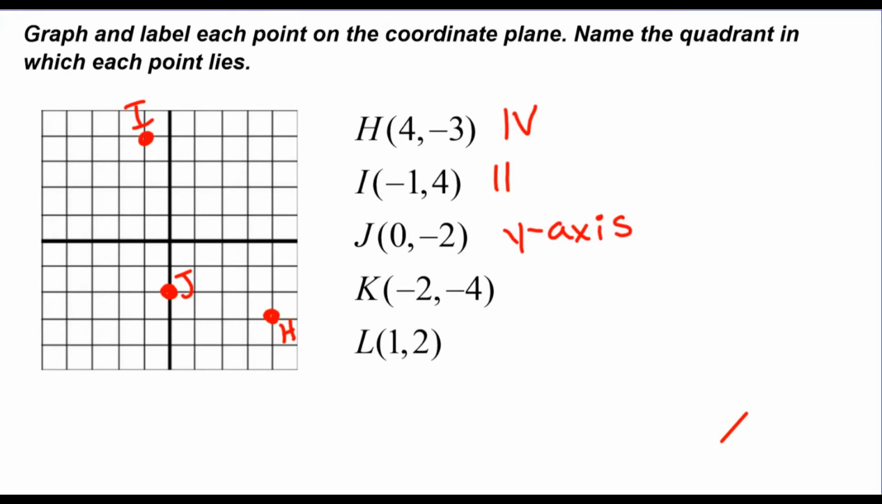And K is at -2, -4, -2 to the left, 4 down. There's K, and that is quadrant 3. And then L is at 1, 2, that's 1 to the right and 2 up. There's L, and that is quadrant 1. So identifying points, plotting points, graphing points, and identifying the correct quadrant that they're in.